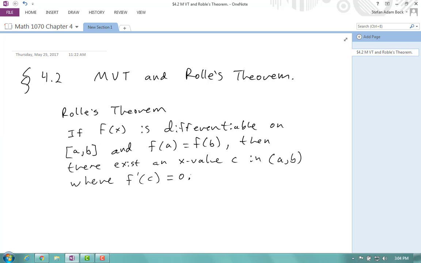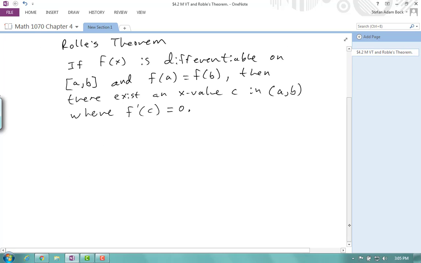If f of x is differentiable on the closed interval a to b, or technically on the open interval as long as it's continuous on the closed interval, not a whole lot of difference there, and the endpoints evaluate to the same value, that is f of a equals f of b, then there exists an x value c in between a and b where f prime of c is equal to 0. So what this says in a picture, if I have an interval where my function values are the same at the endpoints, then somewhere in between I'm going to have a slope of 0.